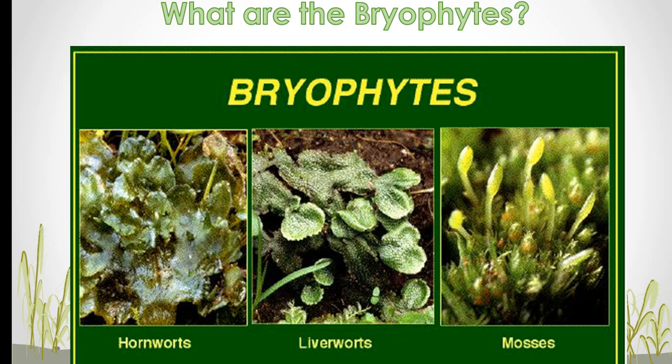Here are some pictures of some of the bryophytes. We have the hornworts, the liverworts, and the mosses. A moss is a plant. We have lots of moss around here, right? You can see lots of those. But they never get really, really big. They can't get tall because they don't have any vascular tissue to give them that height.